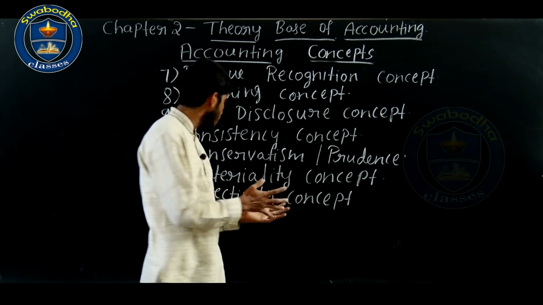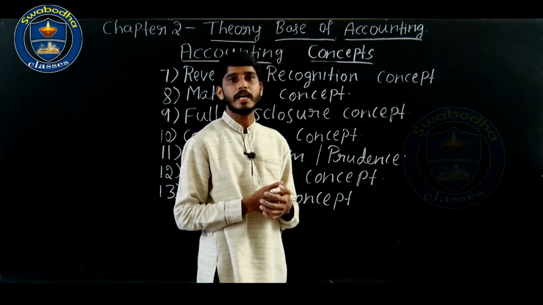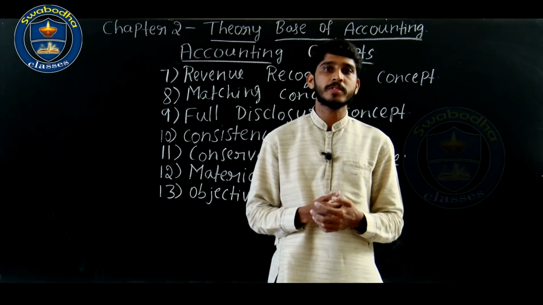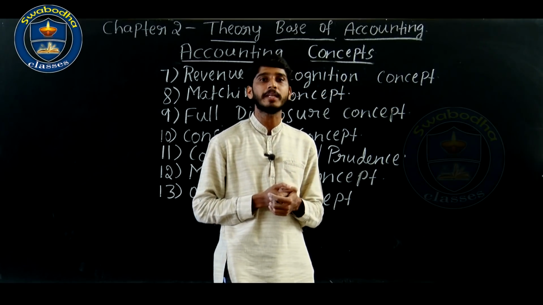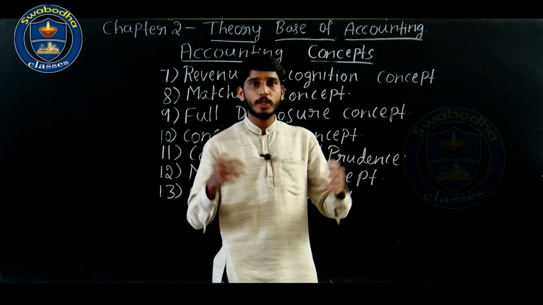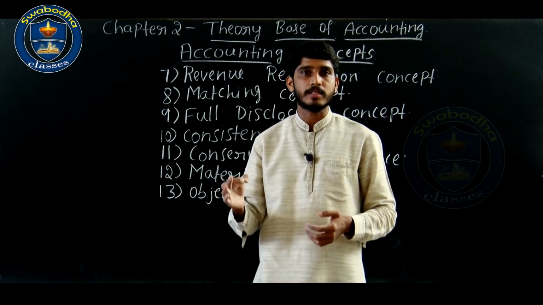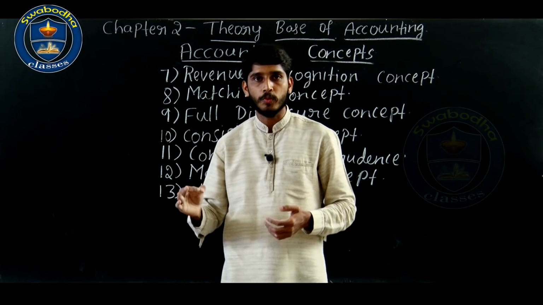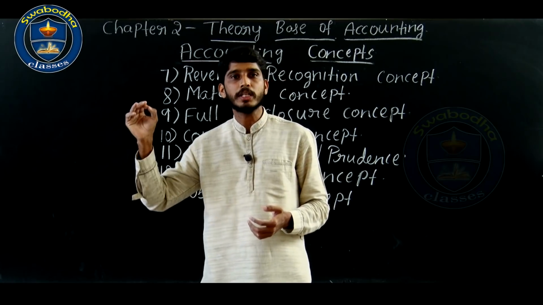Next concept is the objectivity concept. Objectivity concept says that in the books of accounts, the transactions have to be recorded in an objective manner. Now, objective manner means there must be an evidence or proof or document supporting each and every transaction.